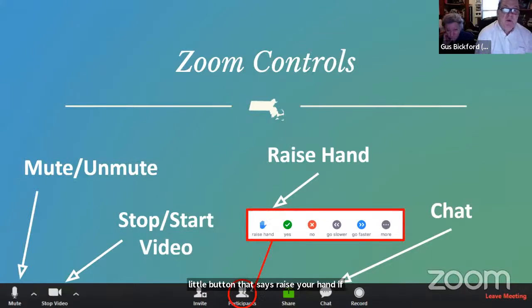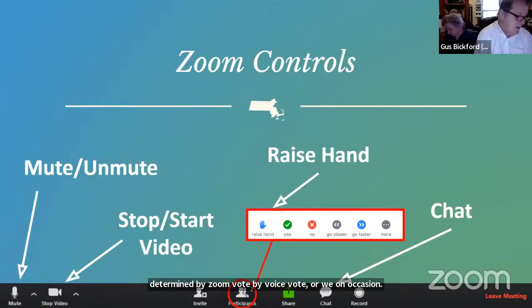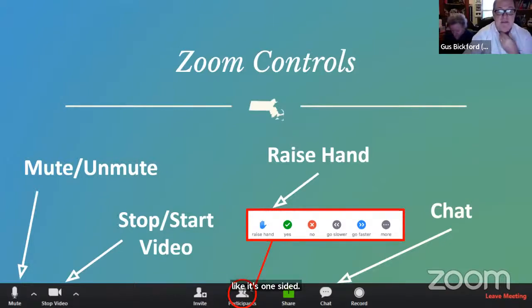If the result of a vote can't be determined by Zoom vote, by voice vote, or on occasion we've done the Zoom polling function, if it really sounds like it's one-sided, we will go to ballots and we will send out the ballot via email and chat. If you're voting via email and have not received your ballot within 5 minutes, please contact your PMA.